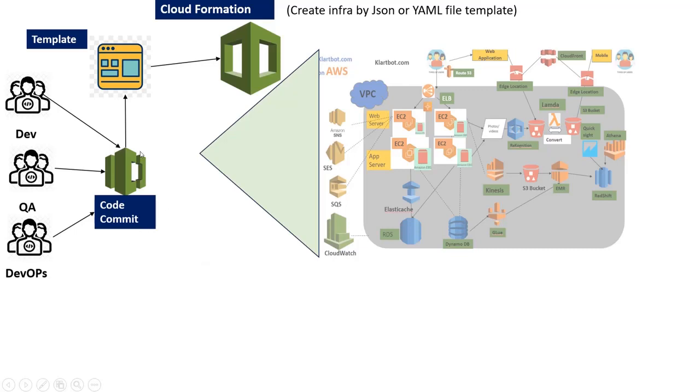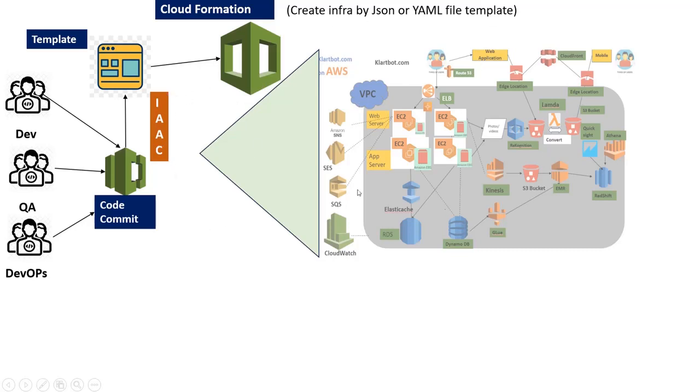So CodeCommit is the service which is just like a Git service or any other version control system where we can store the code, all the developers, QAs or DevOps. Then once we write the code, once we commit the code, before that, this is called infrastructure as code. This complete scenario which we have discussed is called infrastructure as code.